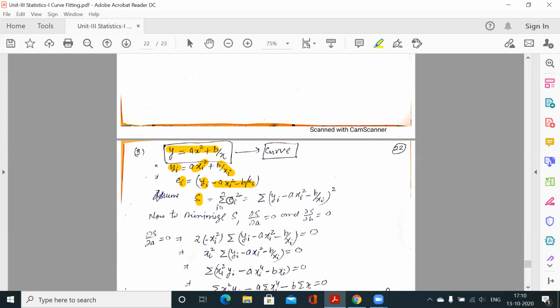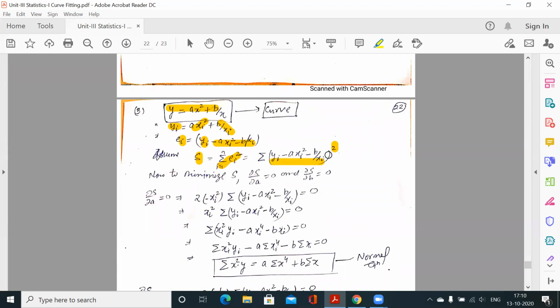Next, S is the summation of squares of error, so summation ei square. Again here we have two unknowns a and b, so the function will be minimized when the first order derivatives are 0. So you have to solve, one with respect to a, one with respect to b, because we have two unknowns a and b. So del S over del a means you have to differentiate with respect to a and put it equal to 0.